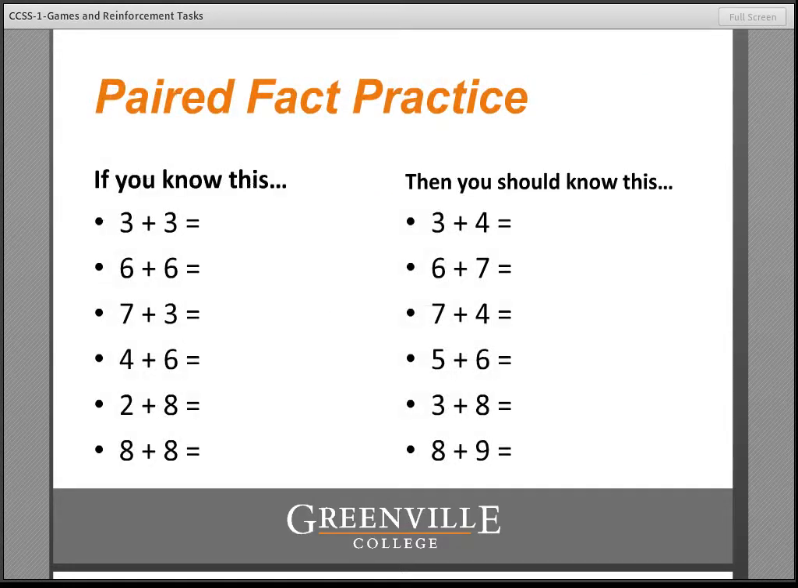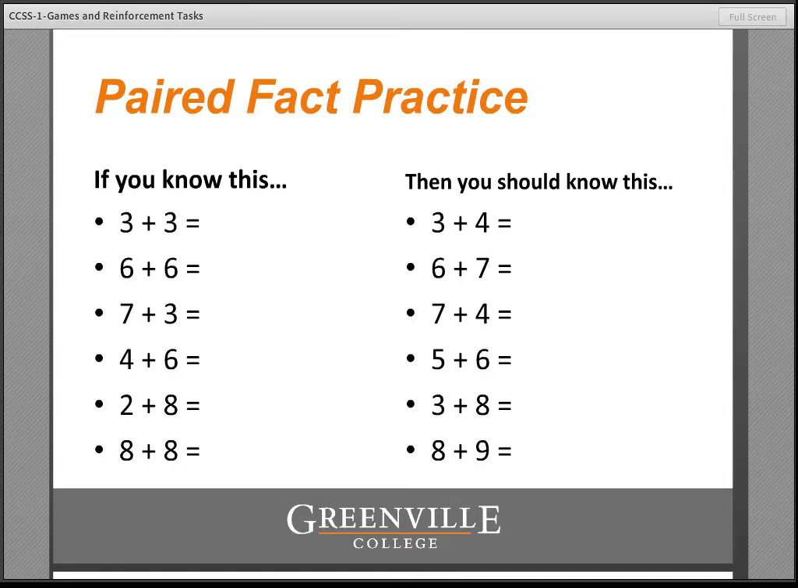Paired practice looks like this. You have a fact that you want them to use as an anchor fact, and you pair it with a fact that you think they could use a level 3 method for. So there's two columns, and they're titled like this. So if you know this, 3 plus 3, then you should know this, 3 plus 4. And so the students get used to doing these paired fact practice pages and figuring out how to use this fact to come up with the next fact.